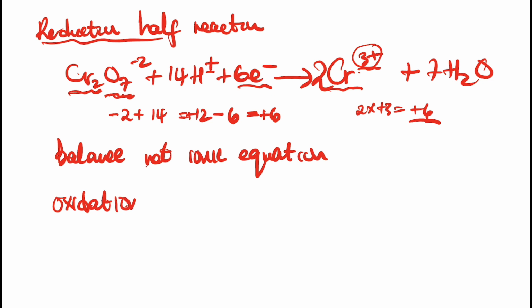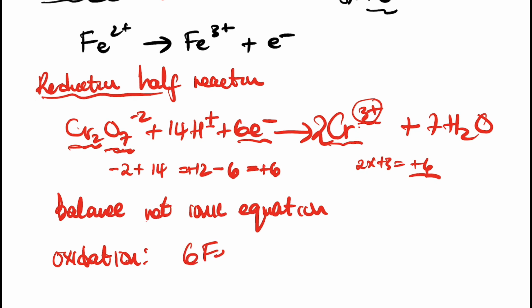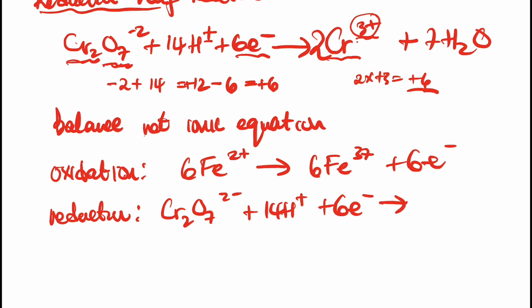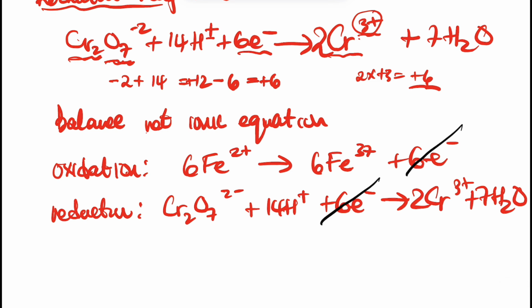half reaction, when you times that by 6, it's going to be 6Fe2+ arrow 6Fe3+ plus 6 electrons. And then the reduction, we just write it as it is. So it's going to be Cr2O7 2- plus the 14 hydrogen ion plus the 6 electrons, arrow 2Cr3+ plus the 7 water molecules. And then what is going to happen? This and this and this are going to cancel.